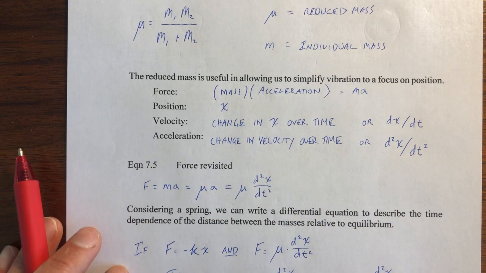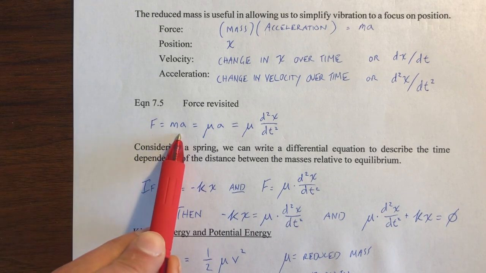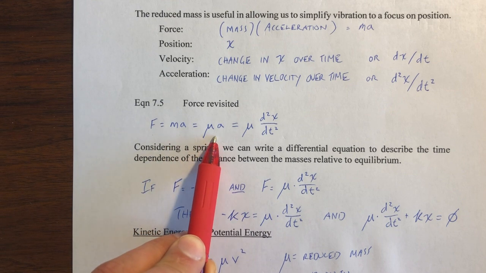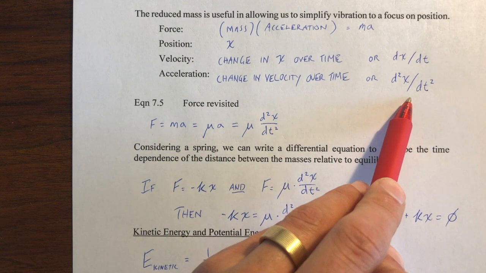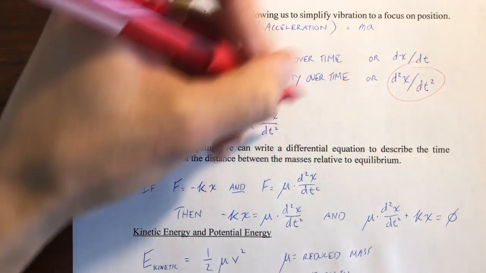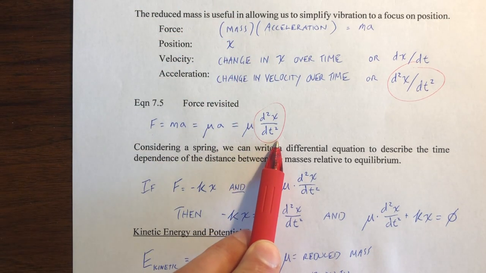Now, let's take a look at force again, this time using mass times acceleration. Force is equal to ma. Now, if we bring in our reduced mass for our mass, we can also see that force is equal to our reduced mass times acceleration. And then if we bring in our new definition of acceleration, being the second derivative of position with respect to time, we can make this substitution and see that force is equal to the reduced mass times the second derivative of position with respect to time.